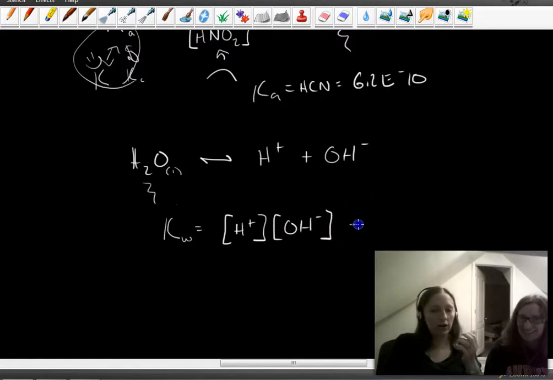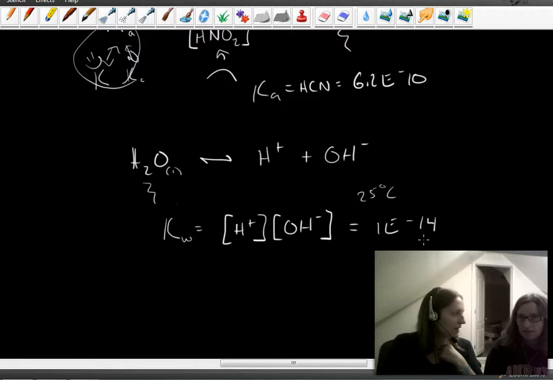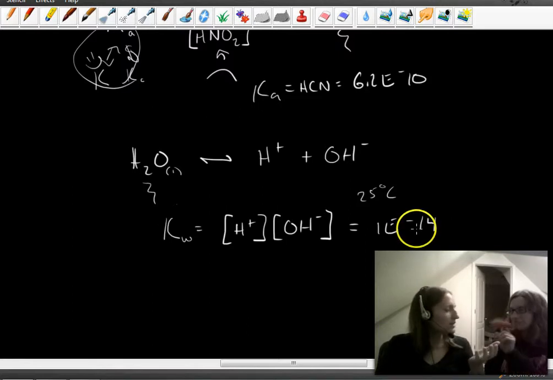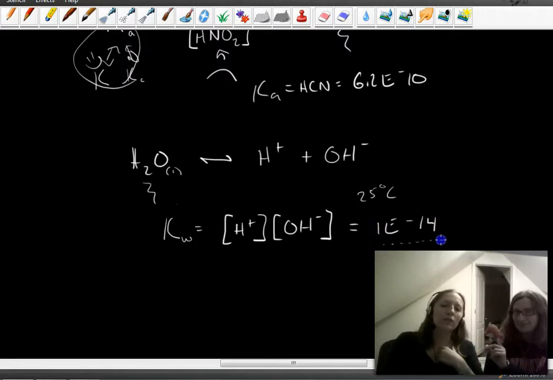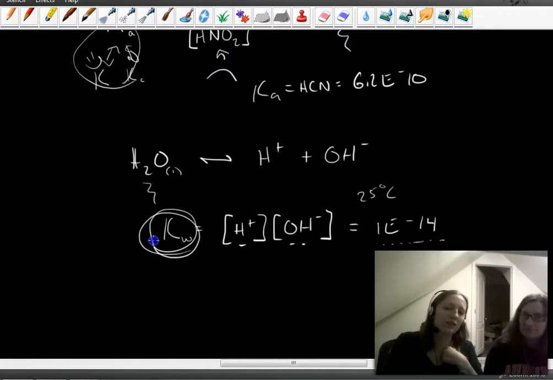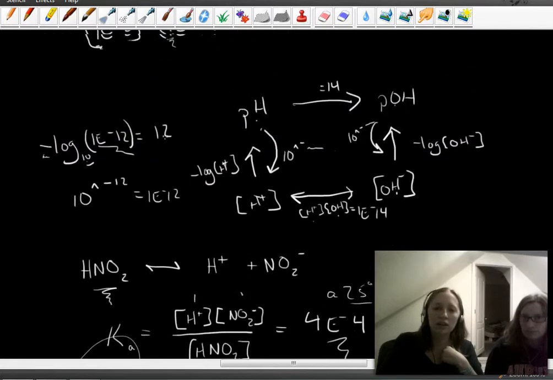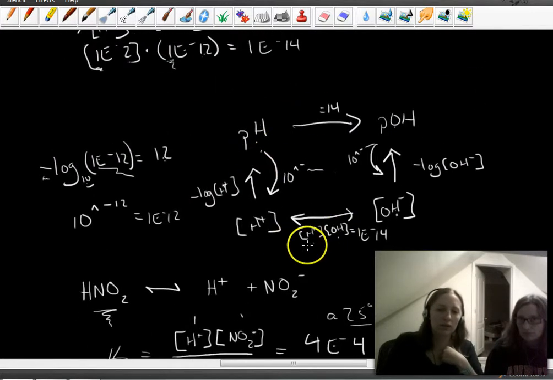And the Kw for water at 25 degrees Celsius is 1e to the negative 14. Wait a minute, we saw that number earlier. Yeah, whenever acids and bases are messing around in solution in water, the multiplication of these two things is 1e to the negative 14. And that's something that we've already seen, and what that's talking about is the Kw. So, woo! That's where there's our little square. That's where this formula comes from. This is the water dissociation.